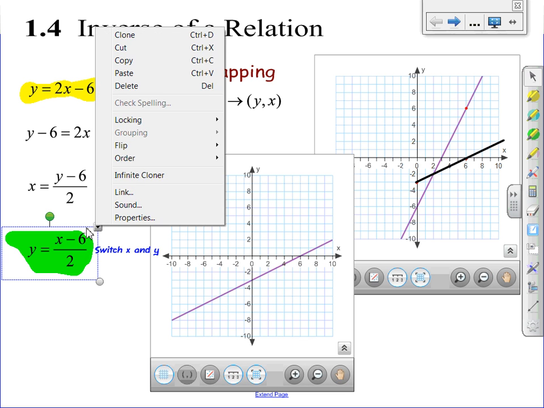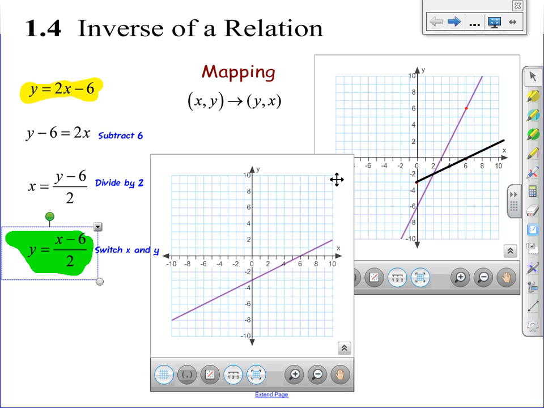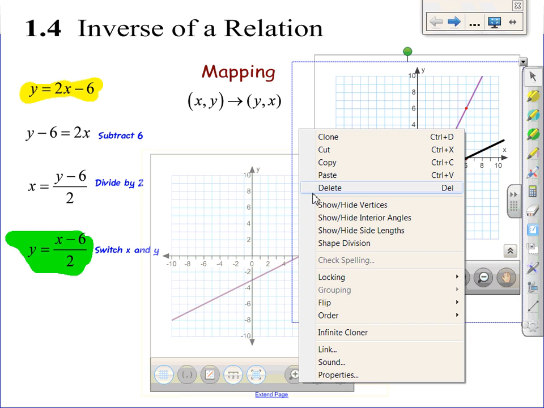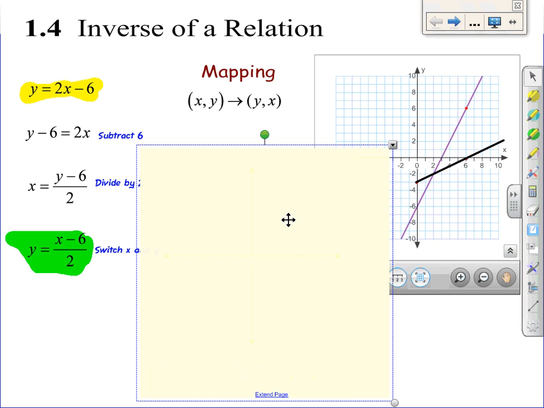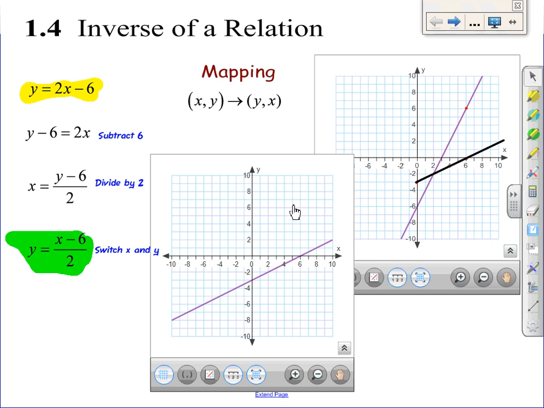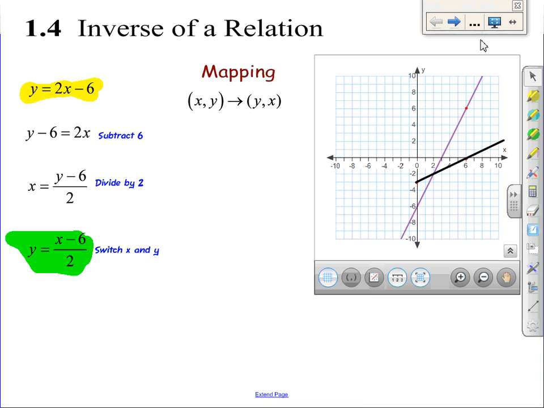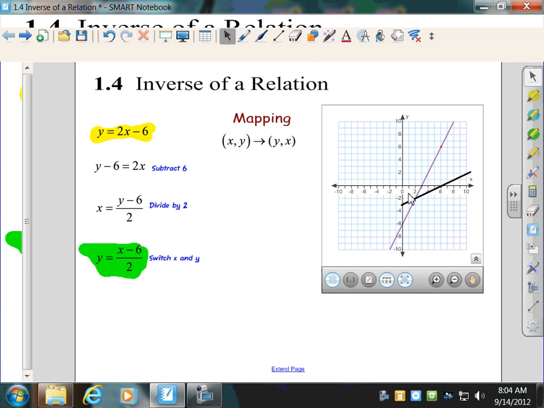I'm going to rewrite this equation and get rid of this, because I know that that graph is incorrect. I'm going to delete you. I'm going to delete you. Sorry about this. Just be patient with me. I'm going to stop the video here for a second and fix this.